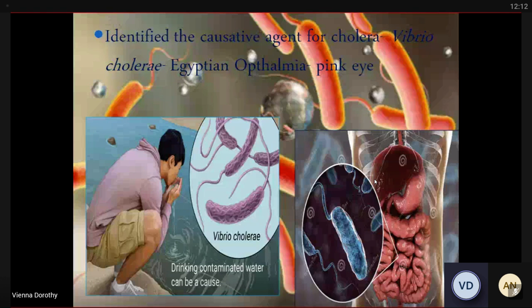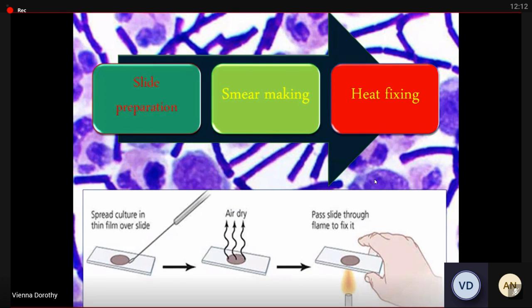Then he also explained how to observe bacteria under the microscope, something called slide preparation, which includes smearing of the organism, that is smear making, then fixing the organism to the slide, that is called heat fixing. Since microorganisms are colorless, he used aniline dyes so that we can observe the organism under the microscope. Basically, he gave color to the bacteria. When the color was given, this is how the bacteria would look against the background.